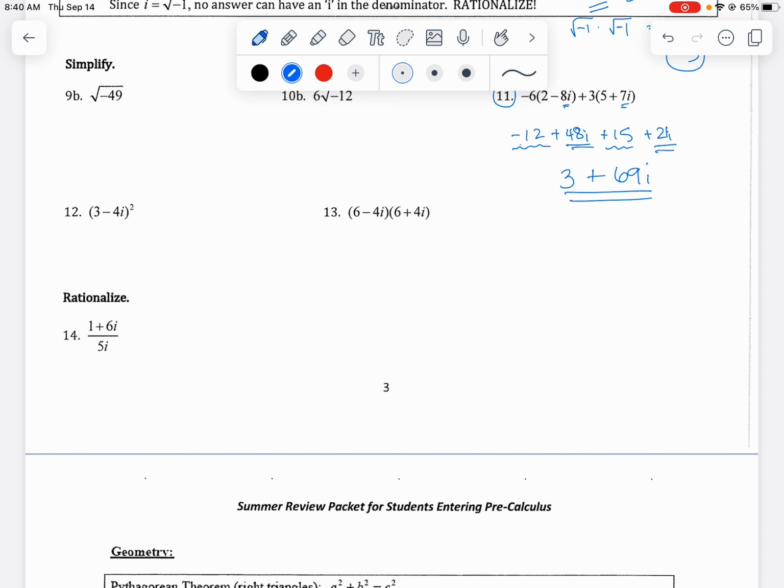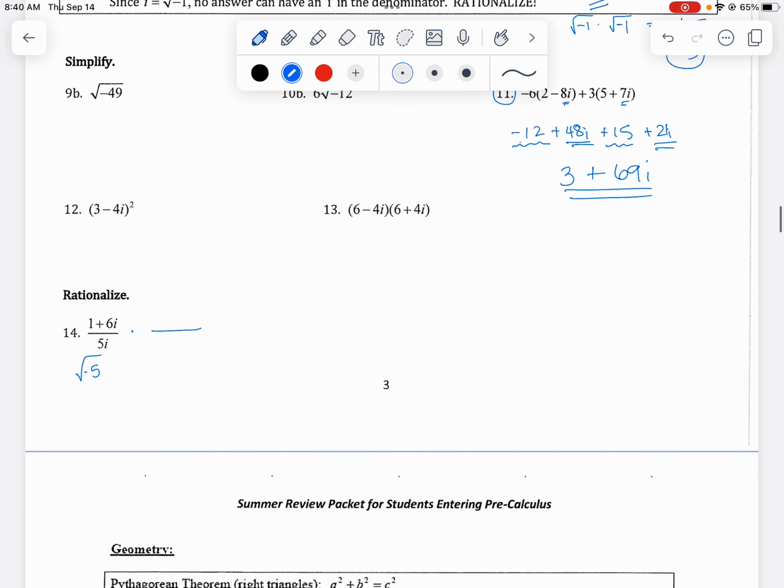Okay, the last one is to rationalize. Just like how we rationalized with radicals, we're going to rationalize a denominator with an imaginary unit, because remember, this is really like having the square root of -5, and I can't have a radical sign in the denominator. So what you need to do is multiply by, you guessed it, 5i. Or maybe you didn't guess it. But what I do to the bottom, I have to do to the top. So I'm also going to multiply the top by 5i to keep this fraction equivalent.